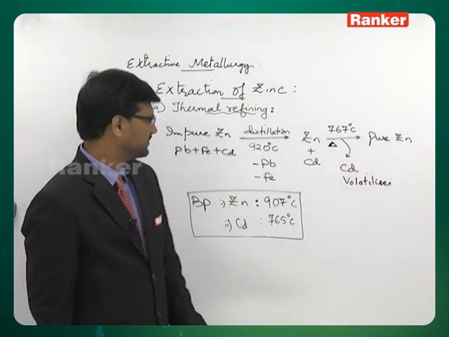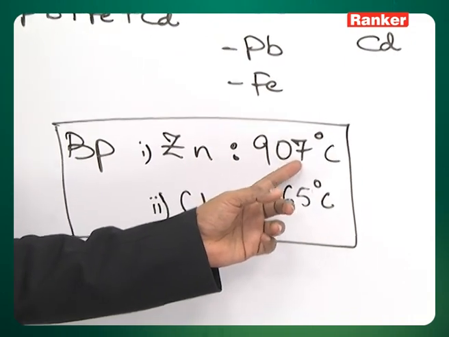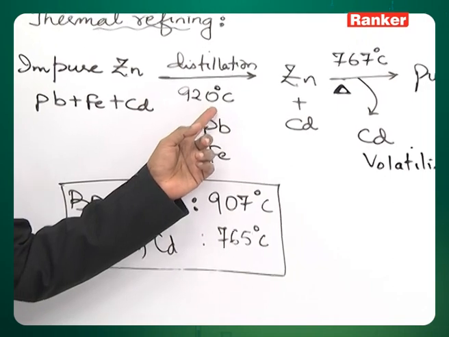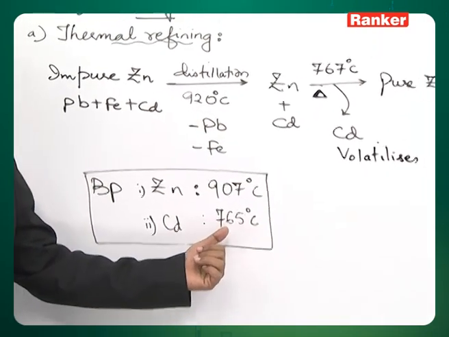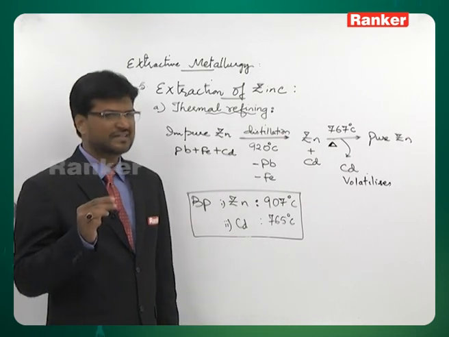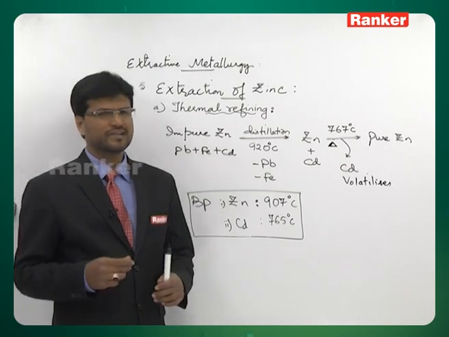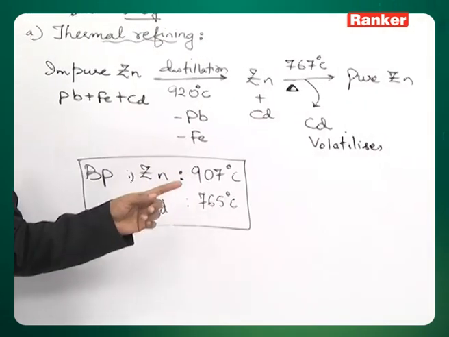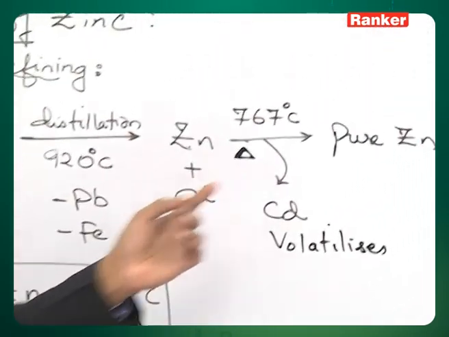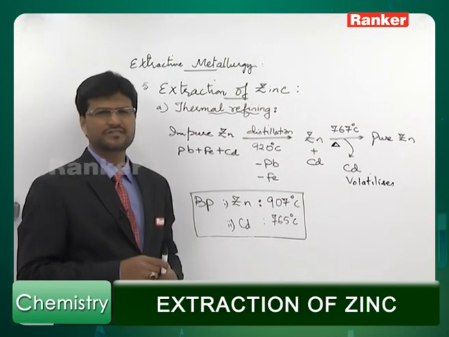This is thermal refining. For your information, remember boiling point of zinc is 907. So, we are employing a temperature which is slightly greater than the boiling point of zinc, and boiling point of cadmium is 765. So, we are heating it to a temperature which is slightly greater than the boiling point of cadmium to remove cadmium. You can realize that the boiling point of cadmium is less than that of zinc. So, that is the reason why we are evaporating out cadmium. So, this is thermal refining of zinc.